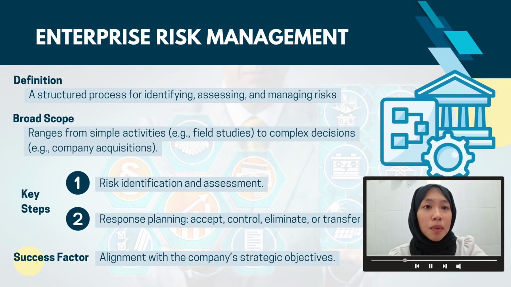Next, enterprise risk management. Enterprise risk management (ERM) is a structured process for identifying, assessing, and addressing risk holistically, from simple activities like a field study anticipating extreme weather to complex decisions such as company acquisition analyzing hidden debts. Its main steps include: first, risk identification, e.g. data security threats in tech companies. Second, handling risk using four options: accept minor risk, control via IT backup, eliminate by avoiding a risky market, or transfer through insurance. The key to successful ERM is alignment with business strategy. For instance, a fintech startup prioritizing cybersecurity with ERM, companies not only mitigate losses but also optimize opportunities from innovation.